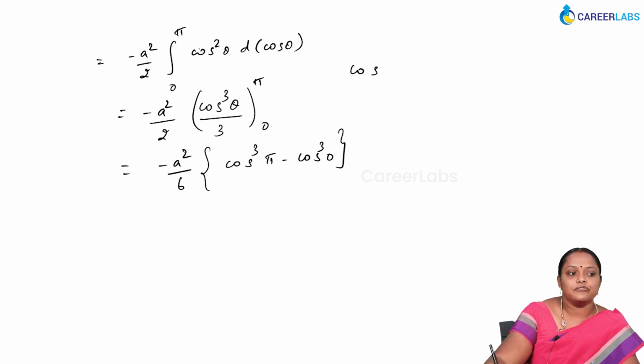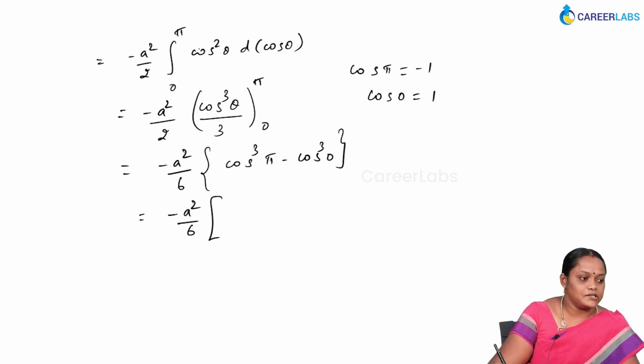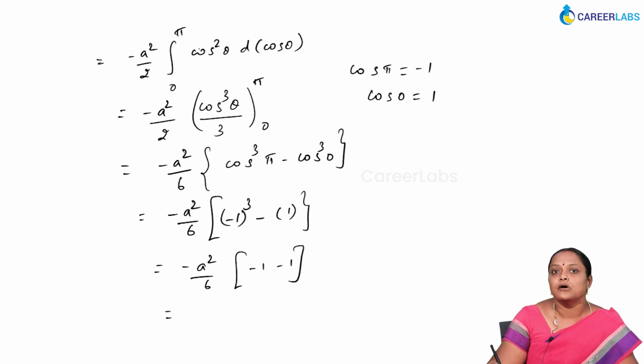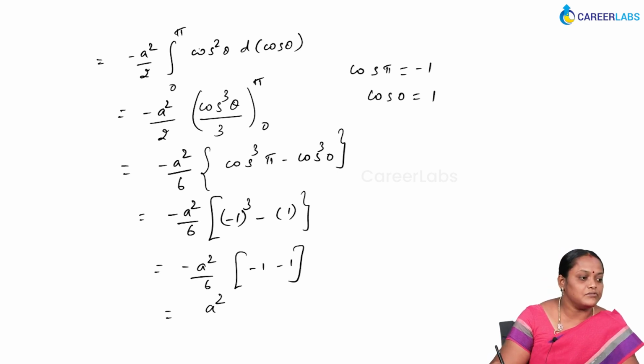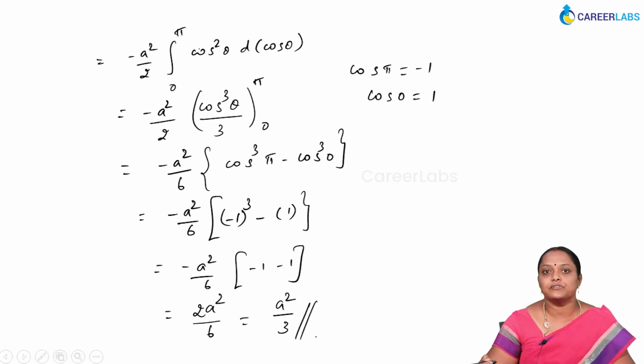Okay. So what is the value of cos pi? The value of cos pi is minus 1 and the value of cos 0 is plus 1. So this is equivalent to minus a square by 6 times of, for cos pi it is minus 1, therefore it is minus 1 the whole cube, minus for cos 0 it is plus 1. So this is nothing but minus a square by 6 times of minus 1 minus 1. So this will give you minus 2. So minus 2 into minus will give you plus, therefore the answer is nothing but plus 2a square divided by 6. You can cancel out 2. Therefore, this will give you the answer as a square divided by 3. So, this is the answer for this problem, right?